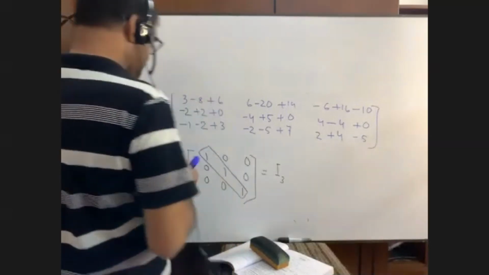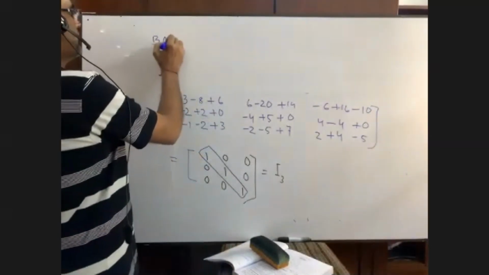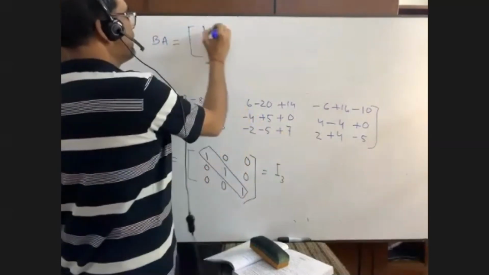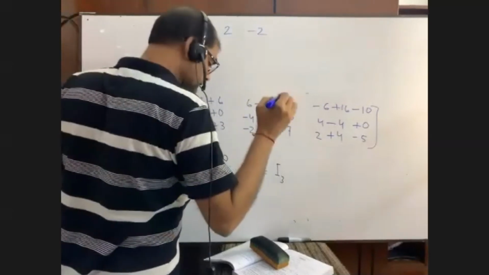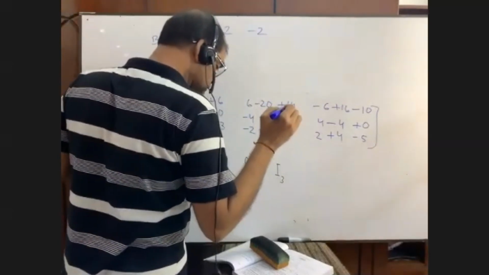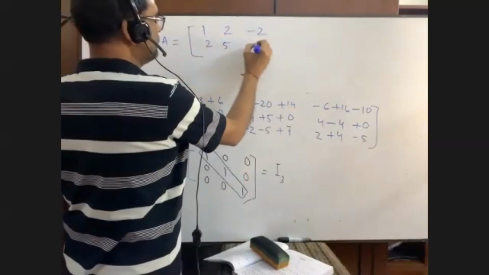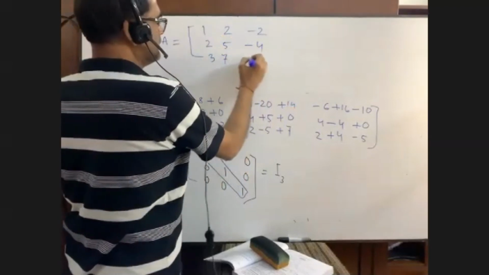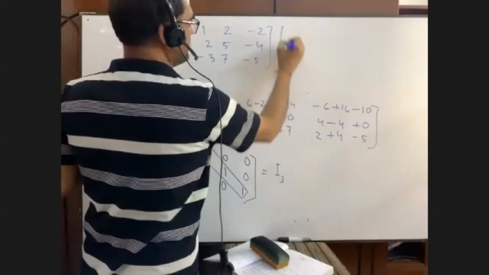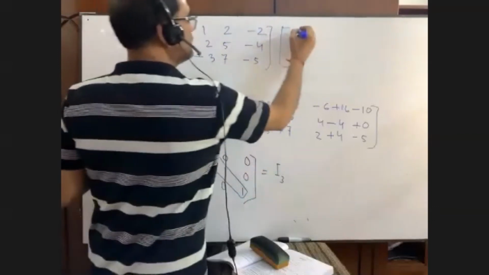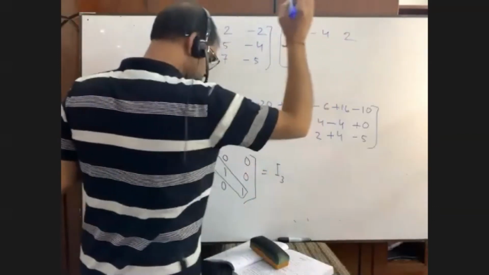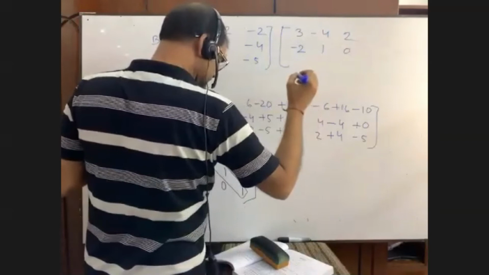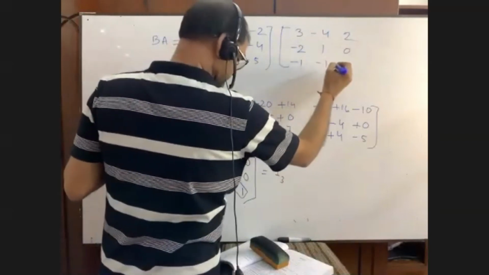Okay, then BA. BA equals to what? You do it quick. Be quick. B is 1, 2 minus 2; 2, 5, minus 4; 3, 7 minus 5. This is the most important math, I told you, and it will be given in the exam. And what is A? A is 3 minus 4, 2; minus 2, 1, 0; and minus 1, minus 1, minus 1, and 1.